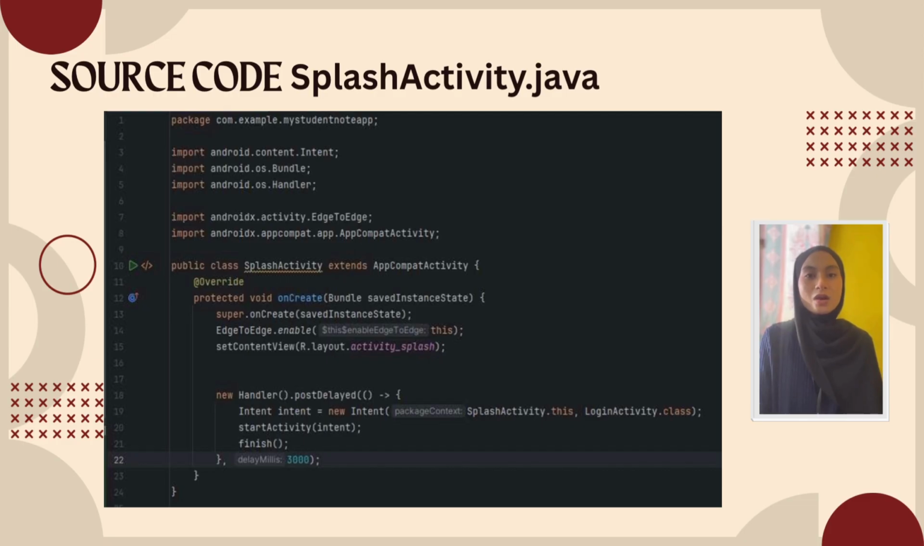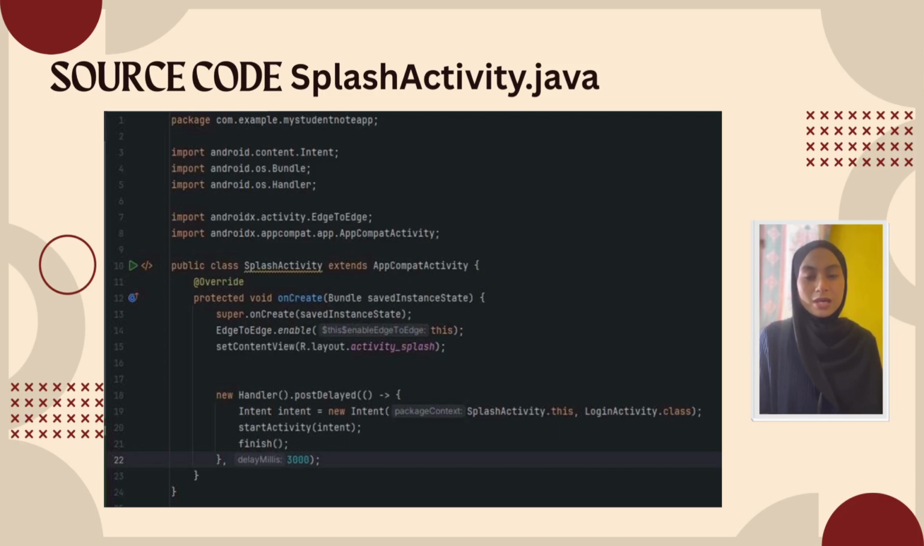After seeing how our splash screen was designed, we now move to the part that makes it functional, which is the source code found in the file SplashActivity.java. The primary purpose of the code is to display the splash screen for a specific duration, for example 3 seconds. Let's break down some key lines of code within the onCreate method.